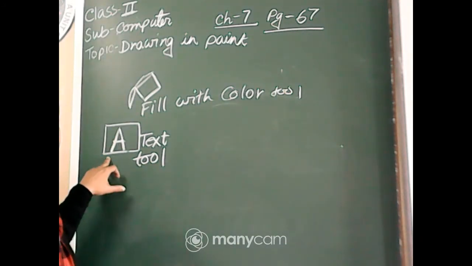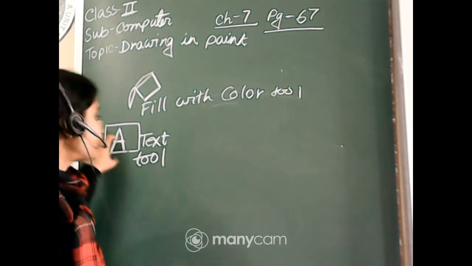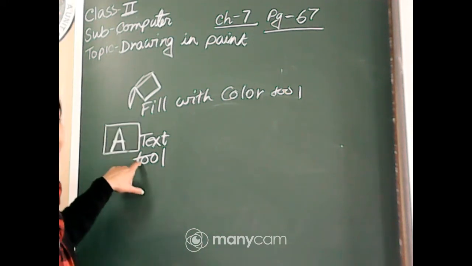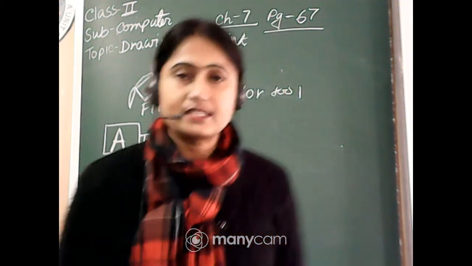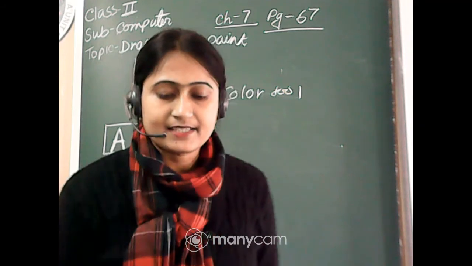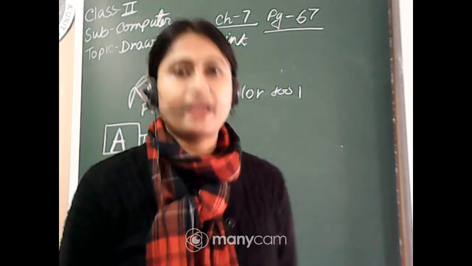If you want to write something in the drawing area, you have to choose the text tool. This symbol will be there under the tools group. This is called the tools group. Inside the tools group, this is called the text tool. The text tool we use to type text inside the picture. It is used to add text to the image created by the user. Inside the image, we can write the text.